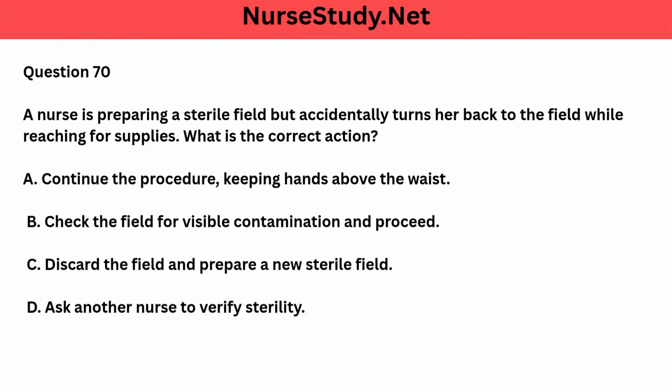Question 70. A nurse is preparing a sterile field but accidentally turns her back to the field while reaching for supplies. What is the correct action? A. Continue the procedure, keeping hands above the waist. B. Check the field for visible contamination and proceed. C. Discard the field and prepare a new sterile field. D. Ask another nurse to verify sterility.